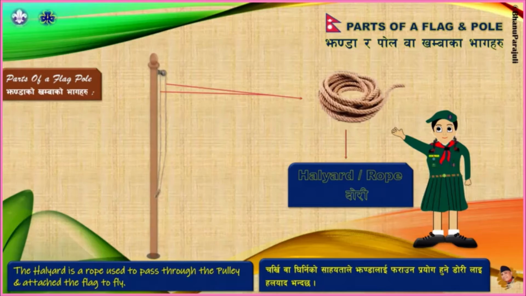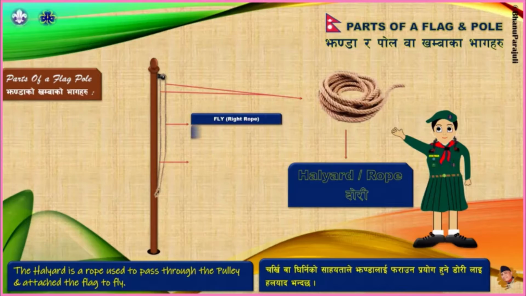The mast consists of halyard. The halyard is divided into two parts. One is fly, the other is stay. Fly, right side of the rope. Fly, right rope. Stay, left side of the rope.